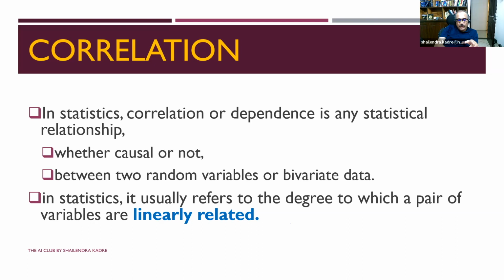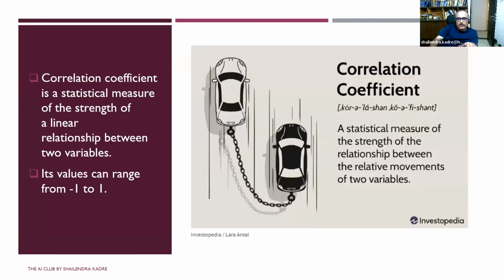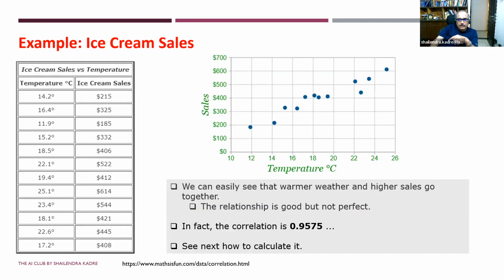So I'm not explaining these things now. Straight away we go to the same ice cream example which I showed you. Here temperature is increasing and sales is increasing. So you see it's a straight line, but it's still not a perfect straight line.